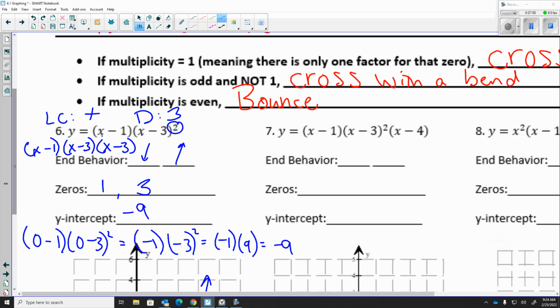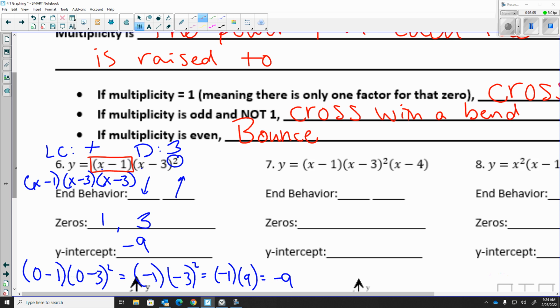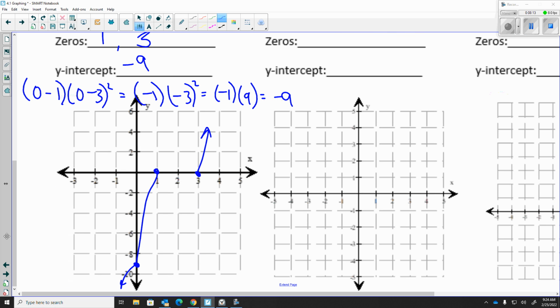I'm getting the 0 of 1 from this factor. What's the multiplicity of that factor? 1, because it's getting raised to the first power, right? That's its exponent. If the multiplicity is 1, that means you cross. So that's just like all the ones we did yesterday. That's just normal. There's nothing funky about that. So I'm going to come up to 1, and I need to cross it, just like normal.